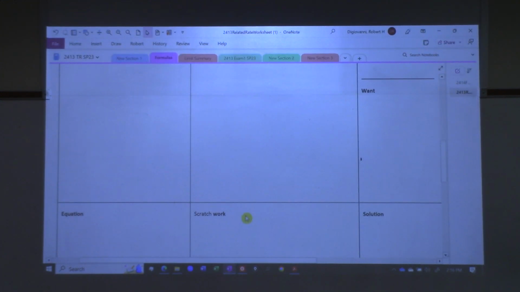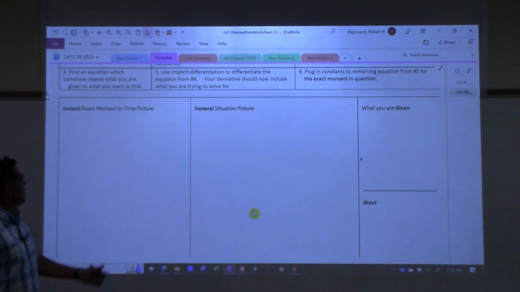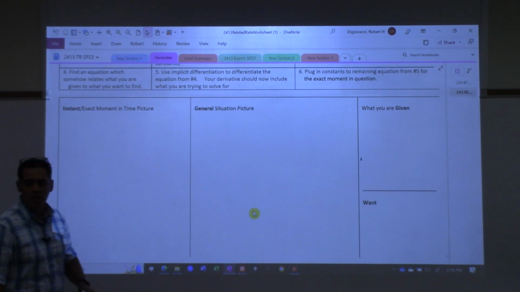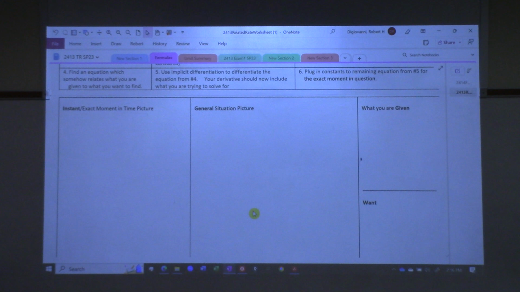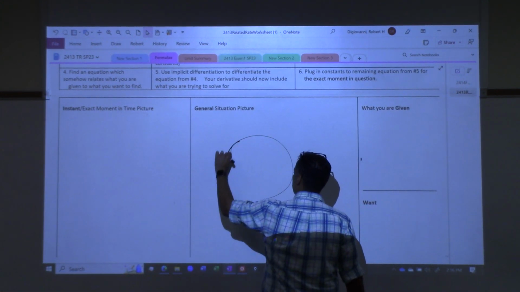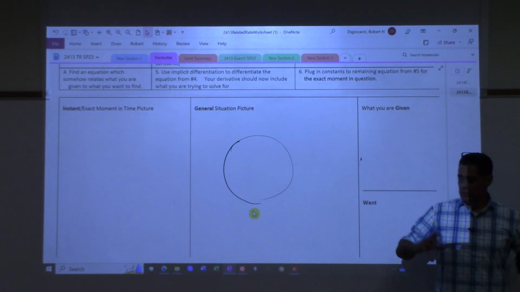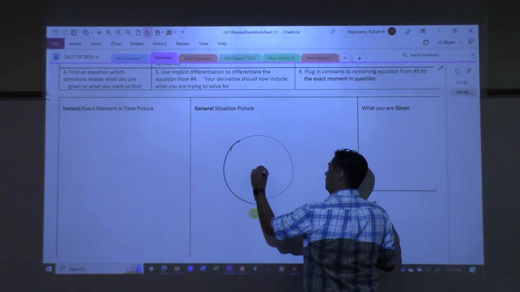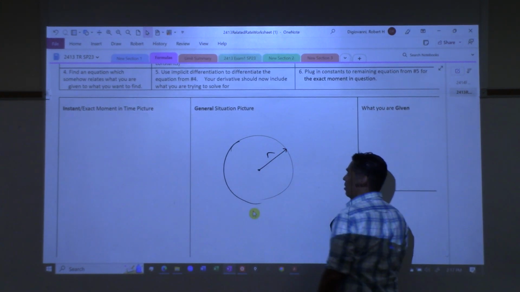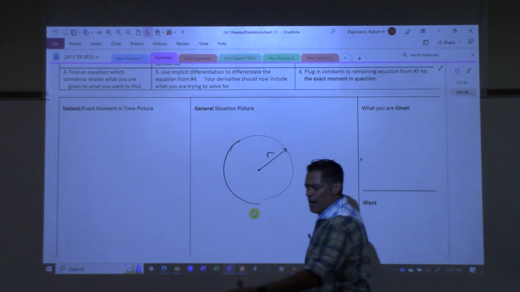All right. Here's my sheet here. First thing I'm going to do is draw some pictures. Now, when I draw my pictures, it does not matter which one I draw first. All right, so I'm just going to draw the general one. I've got a circle, right? And in this general picture, imagine that the circle is in motion. So that circle has some radius. I'm going to call it R, right? It's growing. It's changing, isn't it? That radius is growing. Now, in the exact moment in time, what does it say?